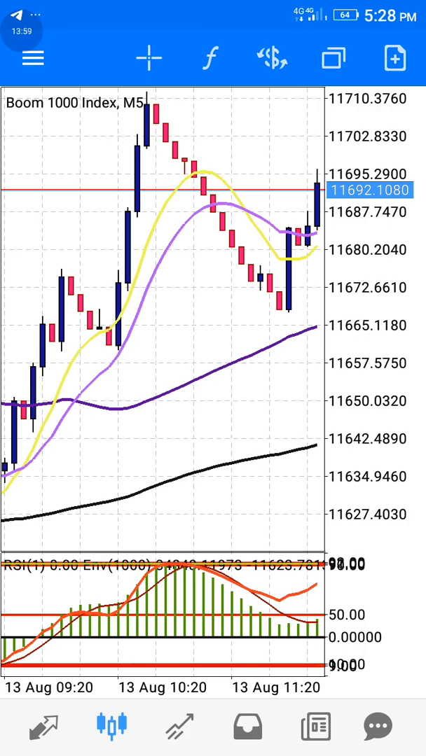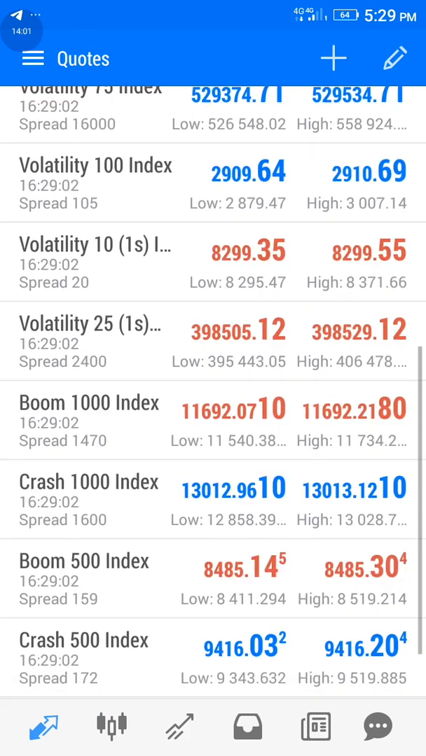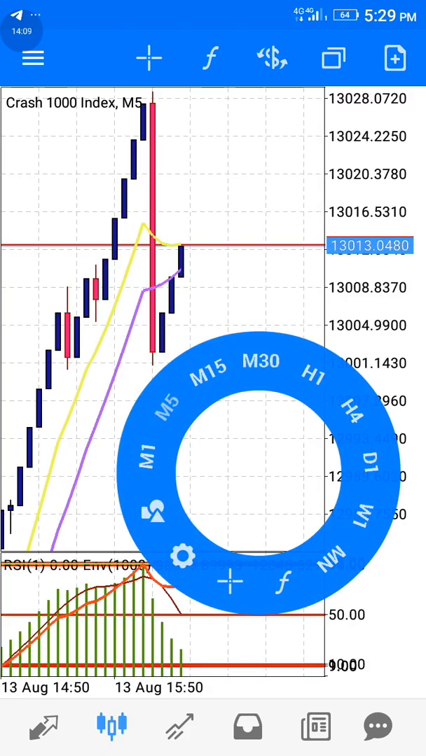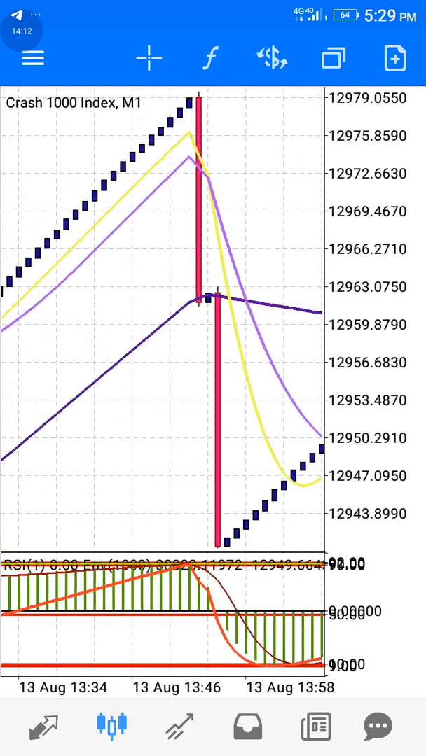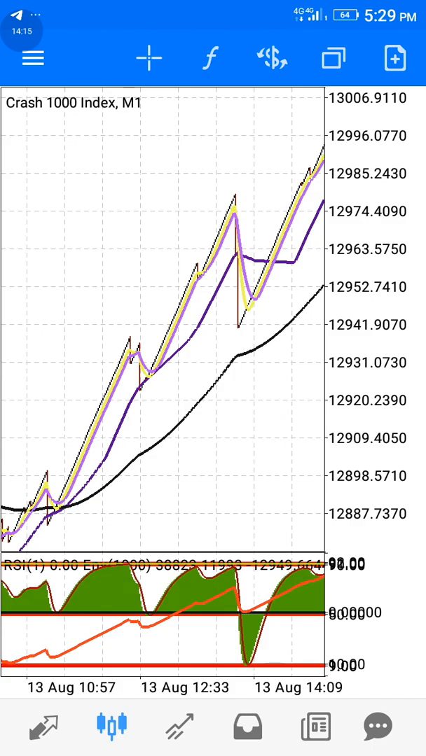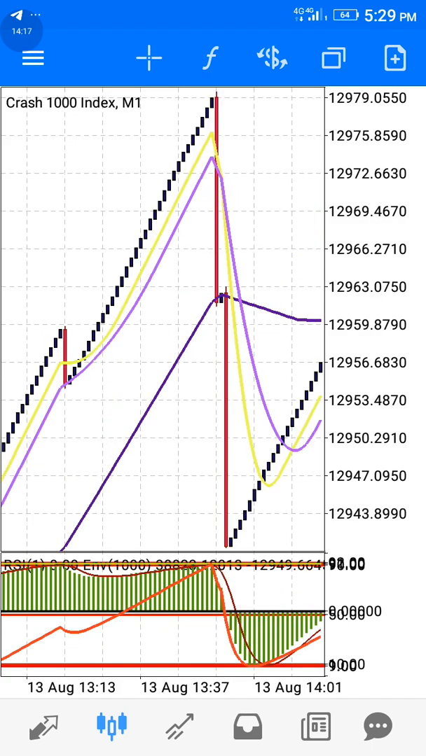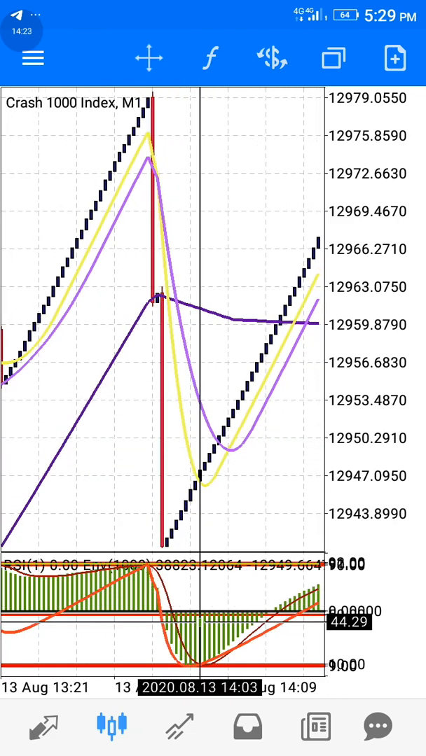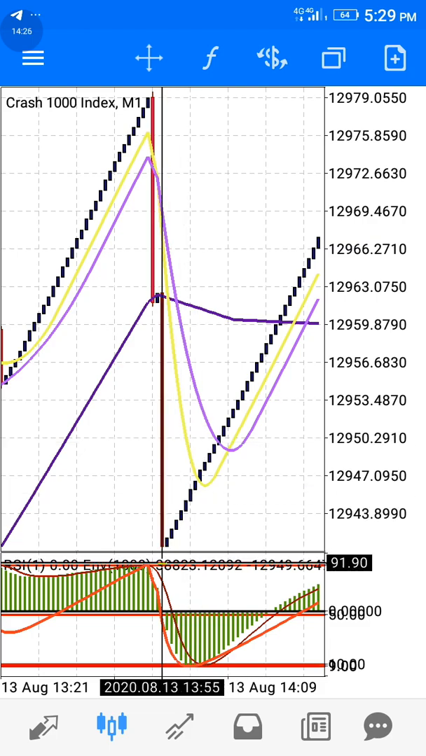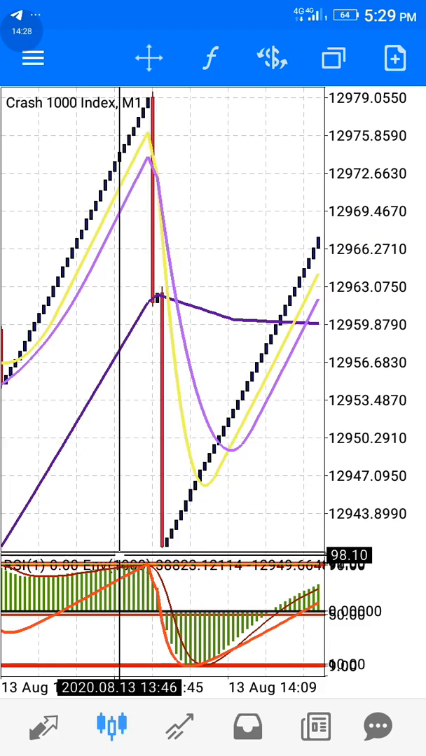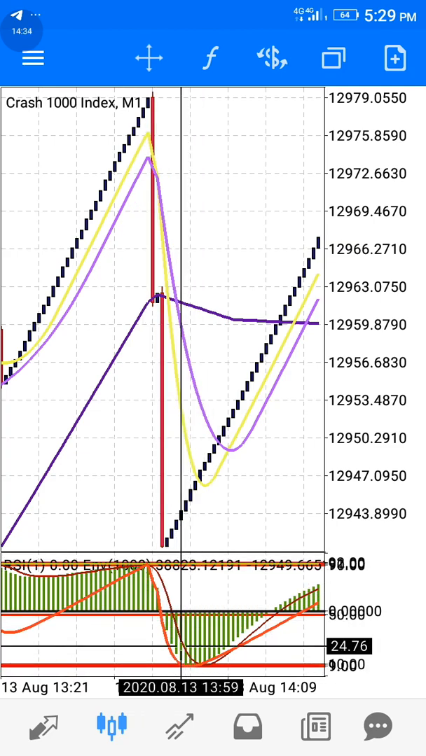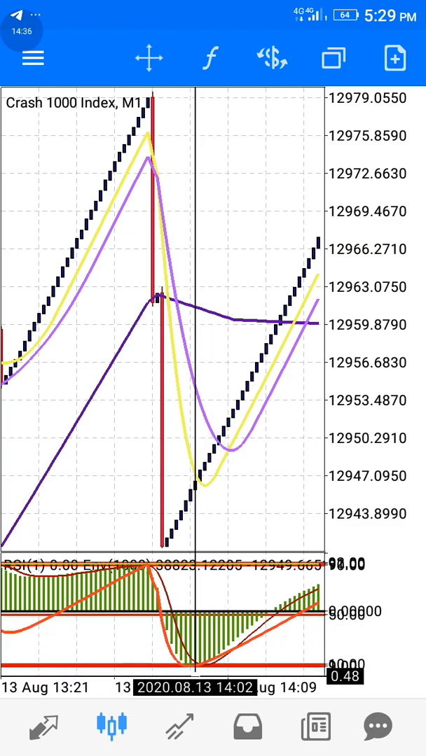So that is that. Let's check Crash, because this is Boom. You know, the opposite of Boom is Crash. For Boom, you need to wait for this MACD histogram to touch the 90 region here before you take your trade. For Crash, you need to wait for this MACD histogram to touch the down here.